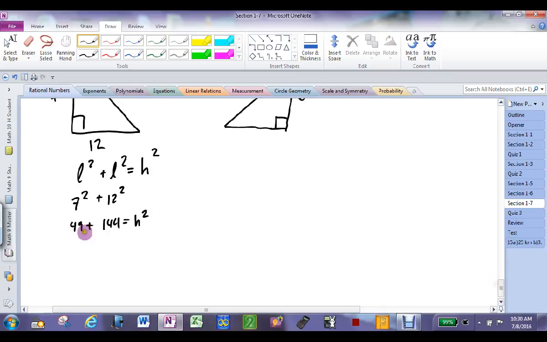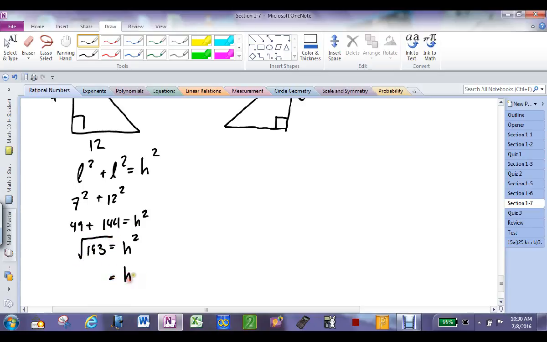What's your next step? Add them up to get what? 193. 193 equals h what? Squared. Everyone forgets that. How do you get rid of a squared? Square root. So we square root both sides.